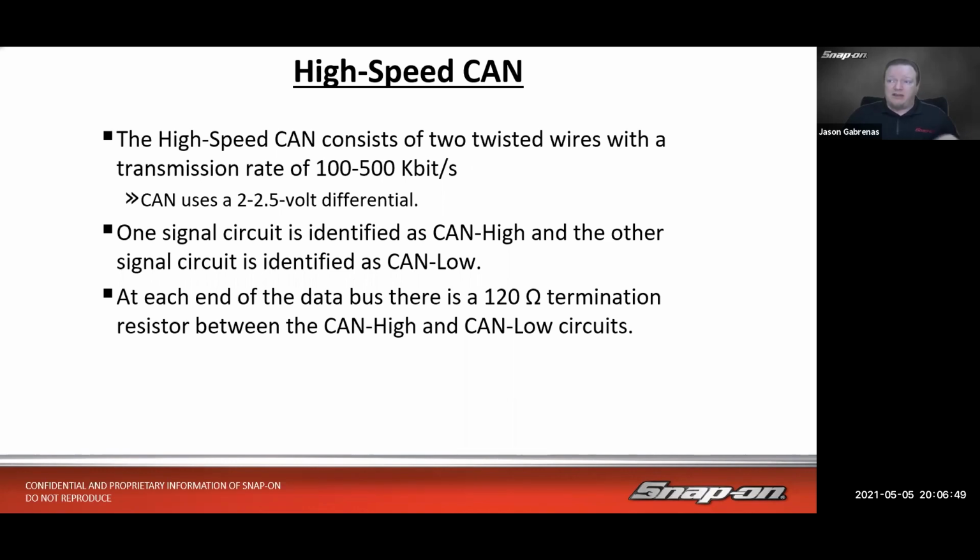At each end of the data bus, there's a 120 ohm termination resistor between the CAN high and the CAN low circuits. As we said, it's twisted pair. And then at the end of the line, wherever those circuits terminate, there's going to be a 120 ohm resistor. Most times it's going to be inside a module, but sometimes it's not inside a module.